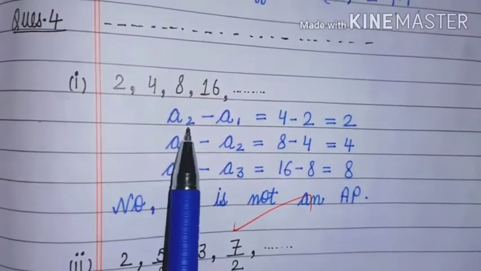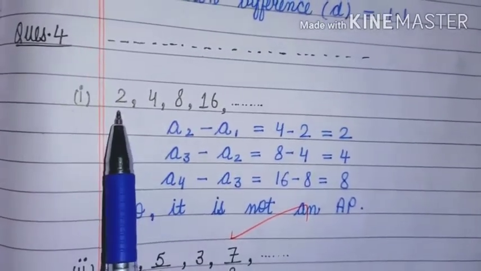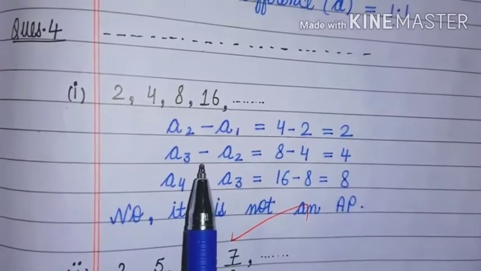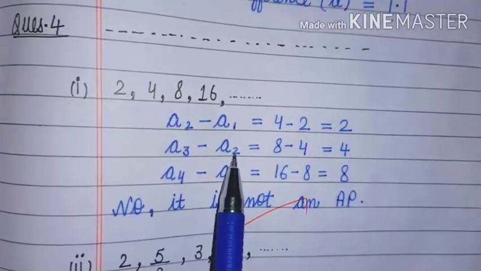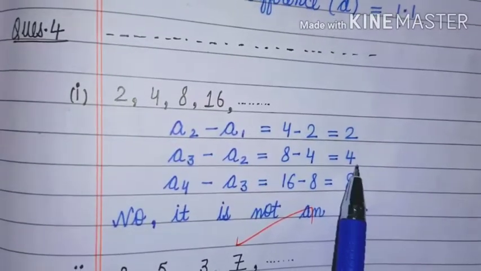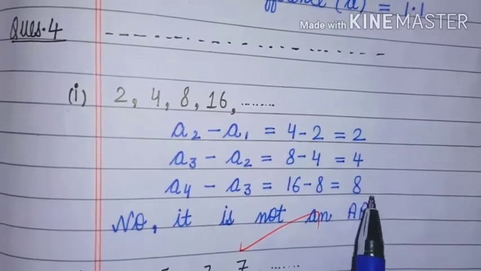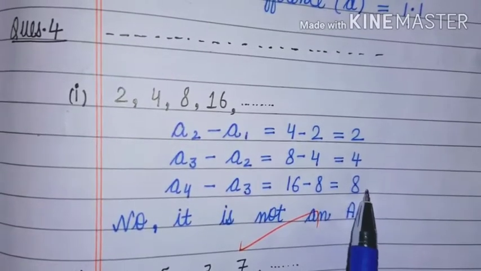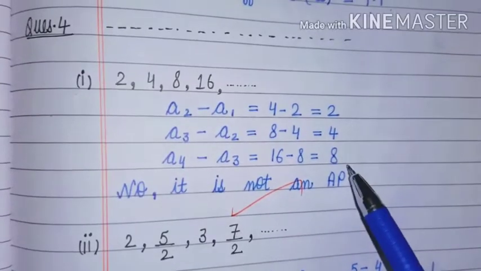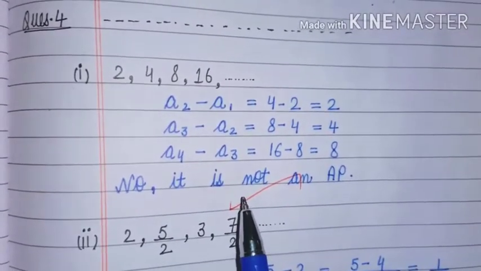First D, A2 minus A1. So 4 minus 2, because here A2 is 4 and A1 is 2. So that is 2. Now again we will find the D, A3 minus A2. A3 is 8, A2 is 4, we will get 4. Next, A4 minus A3, 16 minus 8, it is 8. Yes beta, you are observing the value of D is different in each case. It means this sequence is not AP.